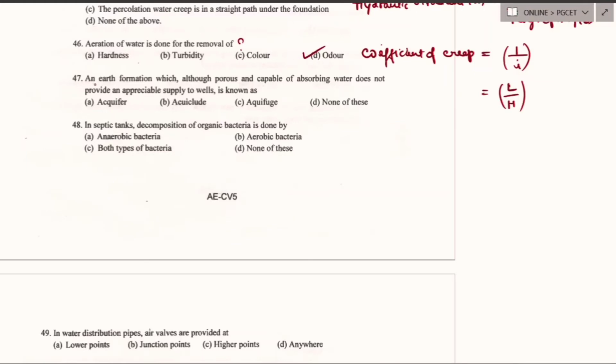Question number 47. An earth formation which, although porous and capable of absorbing water, does not provide an appreciable supply to wells is known as aquiclude. Option B is the right answer.